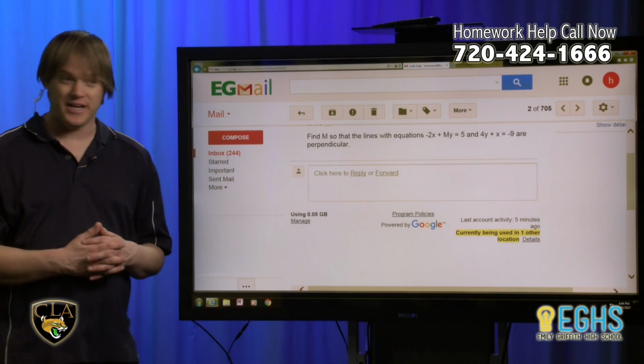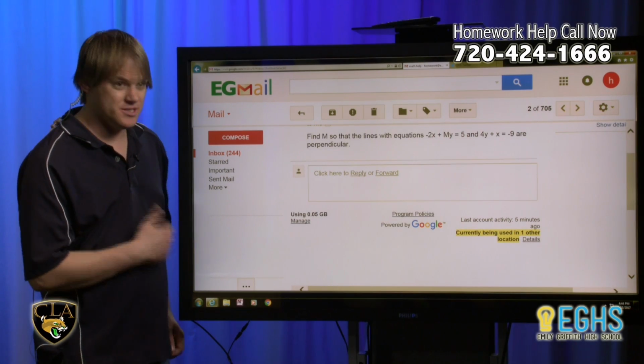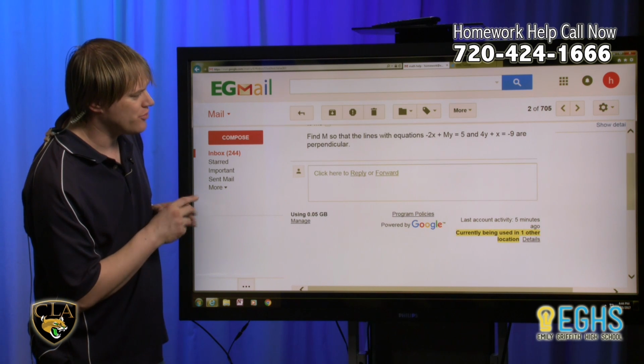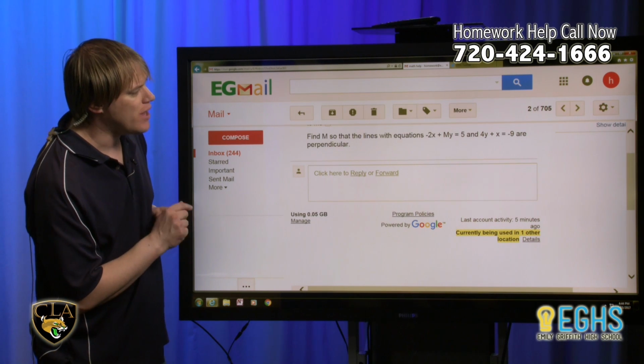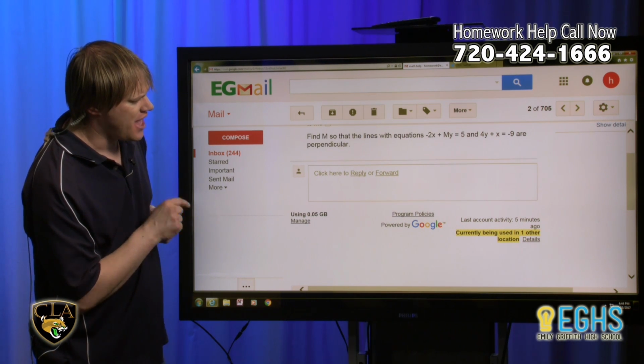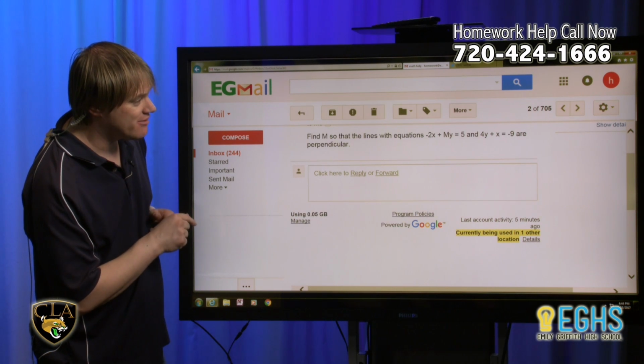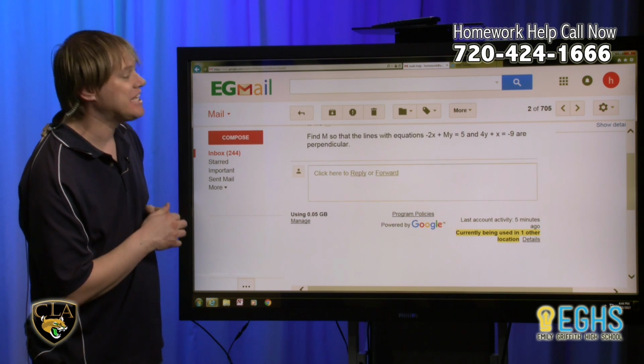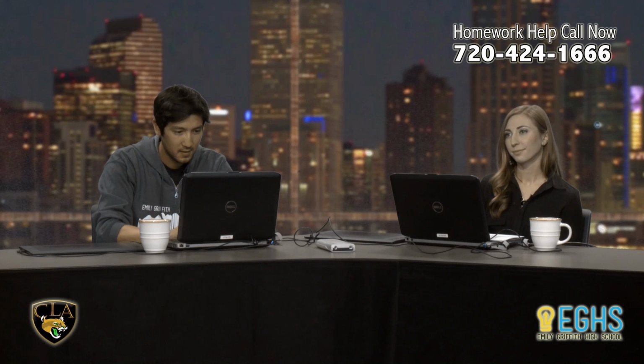We got a math question now, and this is really hard, I think. It says find m so that the lines with the equations negative 2x plus my equals 5 and 4y plus x equals negative 9 are perpendicular. All right, so those are the two lines. I can take that one.